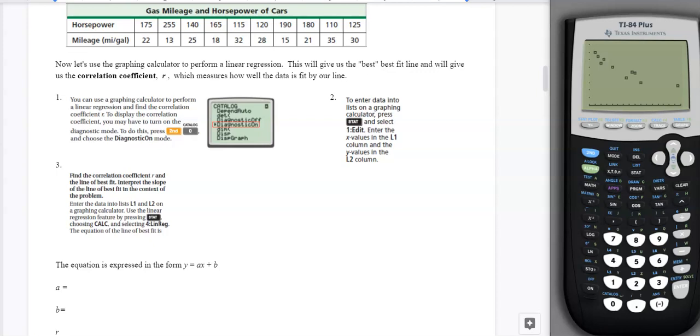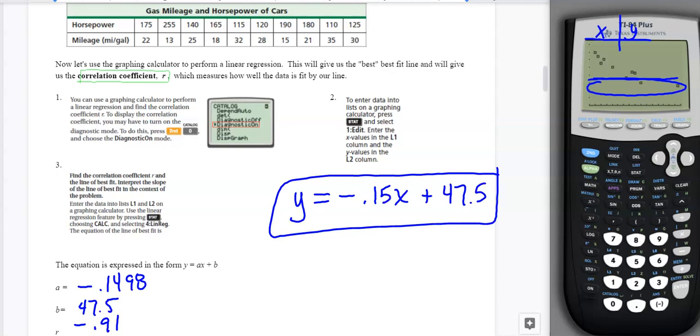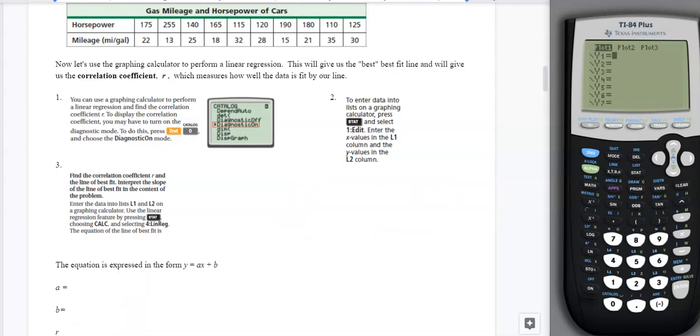Now I'm kind of curious about that line that we just wrote down, the negative 0.15x plus 47.5. I want to see what that line looks like with the dots. You don't normally have to, but I just want to see it. So I'm going to go to y equals, and I'm going to type in negative 0.15x plus 47.5, and let's hit enter.